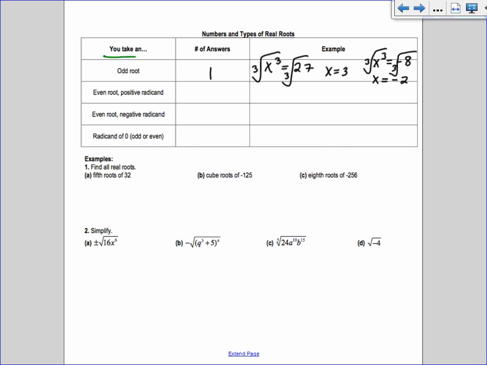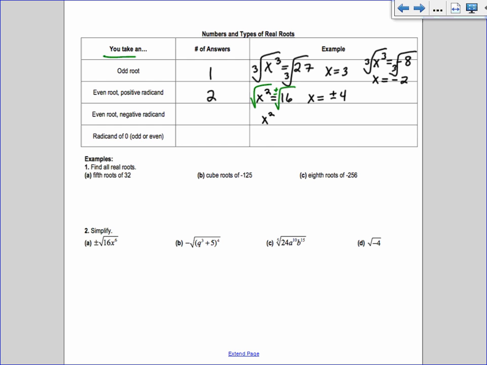The next type is if you have an even root and a positive number under the root. So let's say I had x squared equals 16. When I take the square root, I have to write a plus or minus. Okay, that means I get two answers. I get x equals plus or minus 4.